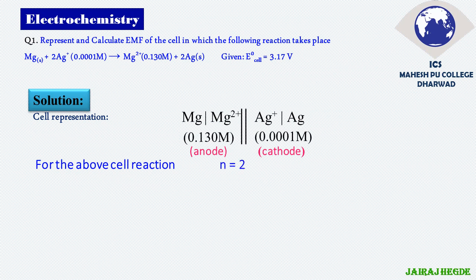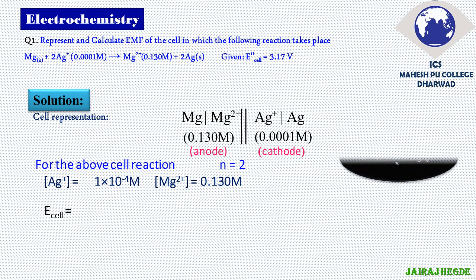For the above reaction, magnesium undergoes oxidation to form Mg2+ by losing 2 electrons, and each silver accepts 1 electron. Here we have 2 silver, that means 2 silver accepts 2 electrons. So the number of electrons changing in the entire reaction is 2, right? So the n value for the reaction is 2, and we know the concentration of Ag+ is 10 power minus 4 molar, and the concentration of Mg2+ is 0.13 molar.